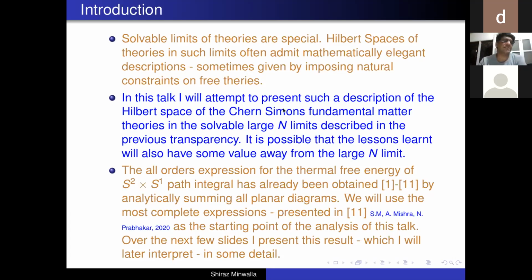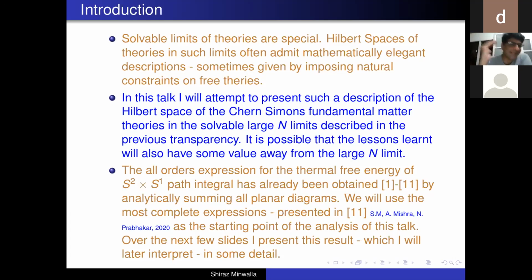Sometimes this Hilbert space is obtained by taking some free structure and imposing a non-trivial constraint on it. And that gives you a non-free, but easy to understand structure for this Hilbert space. In this talk, I'm going to present such a description for the Hilbert space of these fundamental matter-Chern-Simons theories in the large N limit. I'm going to ask what kind of Hilbert space these theories have, what we can say about them, and what interesting physics the answer contains.